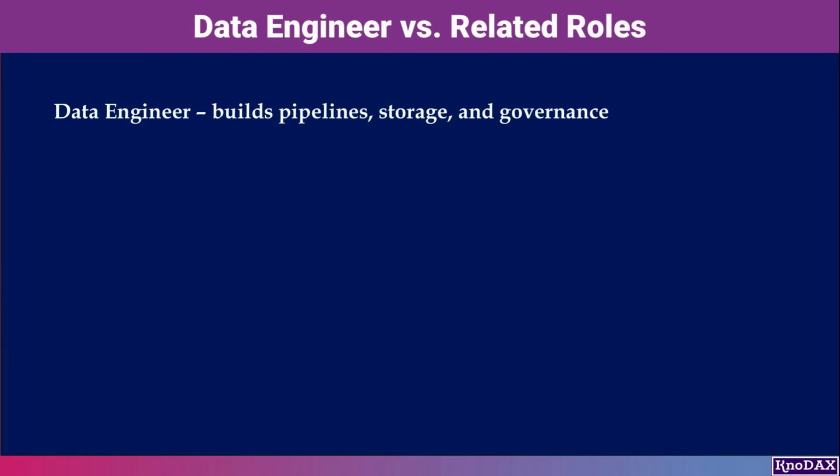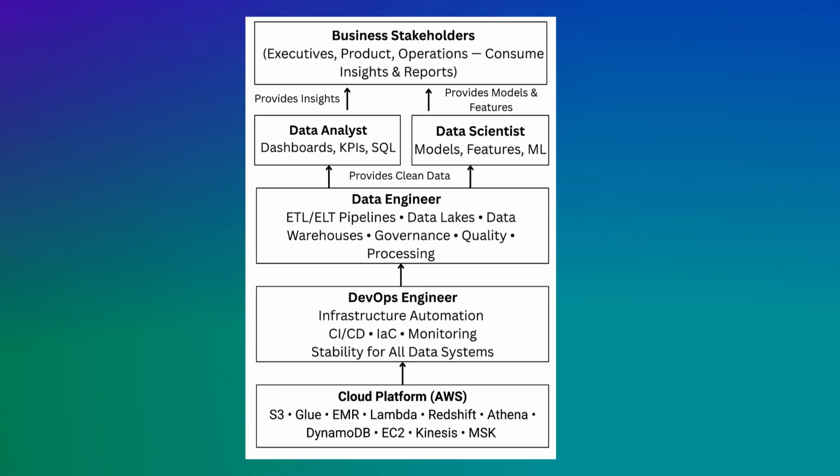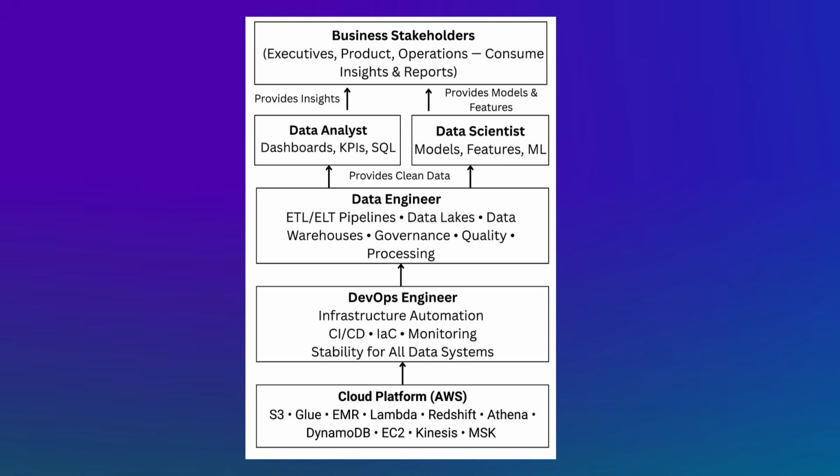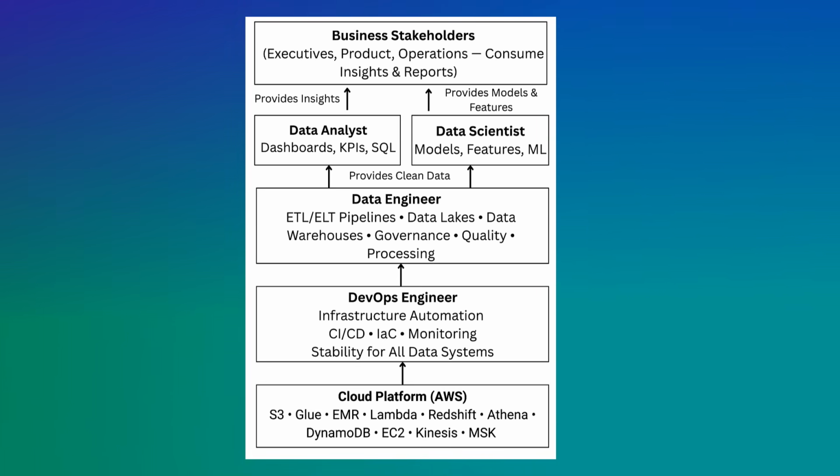Each role supports a different part of the pipeline, but they all rely on each other. The data engineer is responsible for building the pipelines, storage layers, and governance controls that make reliable data available across the organization. Data scientists then use that curated, well-prepared data to develop predictive models and machine learning solutions.